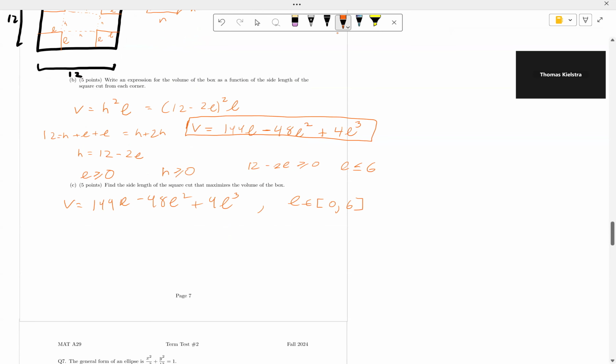So now to maximize this, I can use the maximum over closed interval test. First, I solve for my derivative with respect to L to understand where my critical values are. So 144 minus 96L plus 12L squared equals 12 times (L squared minus 8L plus 12). And this factors to 12 times (L minus 6)(L minus 2). So I've got two options: L equals 6 and 2.